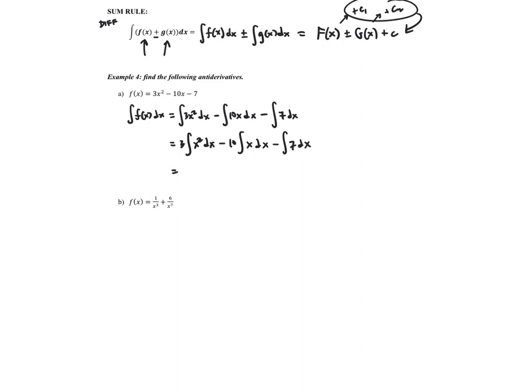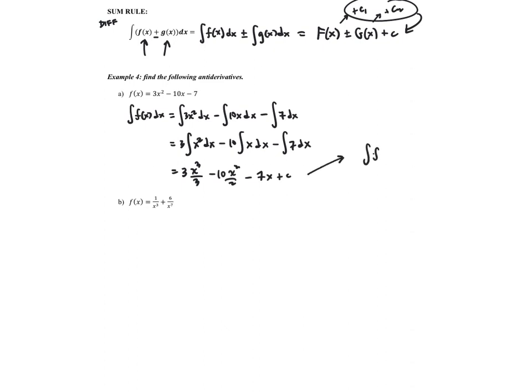So this will be 3 times x cubed over 3. I'm using the power rule there. Now I'm going to tag all of the constants, because I'd get 3 constants of integration, on at the very end. Okay, and then I'm going to have minus 10, and that'll be times x squared over 2, and then minus 7 times x, and then plus c. So I'll have to regroup here, erase that, and then simplify.